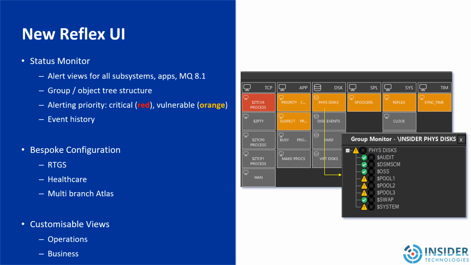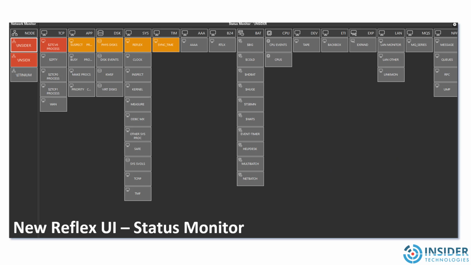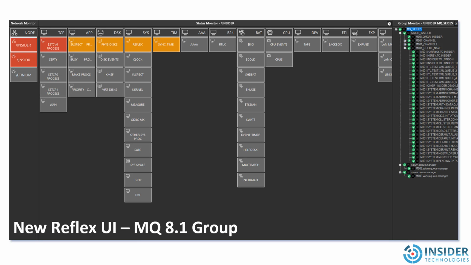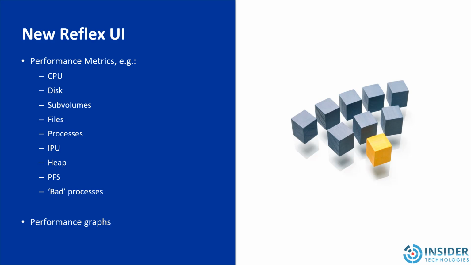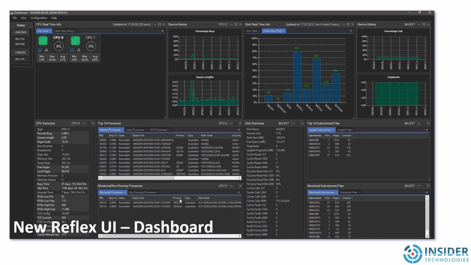Bespoke configuration for specific types of users is possible, and customizable views depending on the type of NonStop user or the sorts of information they need to see are also possible. And here's the status monitor and the MQ 8.1 monitor. And here's showing how you can get into the detail of an MQ queue. So the new UI provides all of the performance metrics you would expect and is now able to display that information in the form of new formatted graphs, as you can see on the screen here.